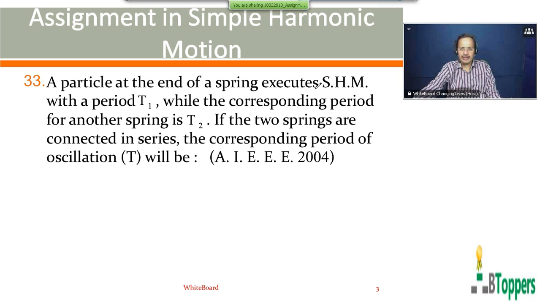Particle at the end of a spring executes simple harmonic motion with a period T1, while the corresponding period for another spring is T2. The two springs are connected to find the corresponding period of oscillation. So this actually I have discussed in the combinations of springs.